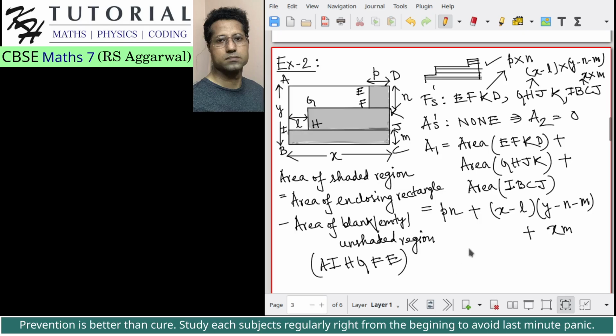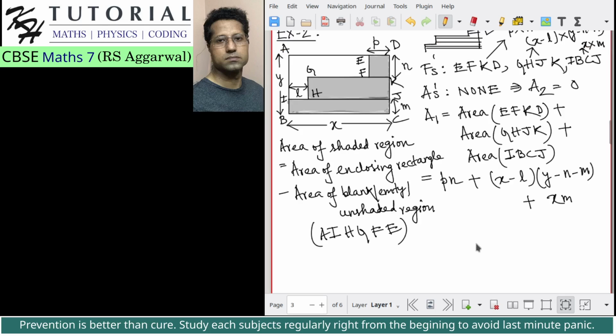Okay, so let's say, can I apply this concept to find the area of the shaded region? Let's see if I can find the area of the unshaded region. So if I join this, and let's say this point is B, I have J, let's say this point is T. I am trying to find the area of the unshaded region, that is the blank region.